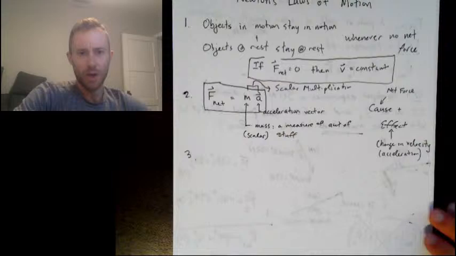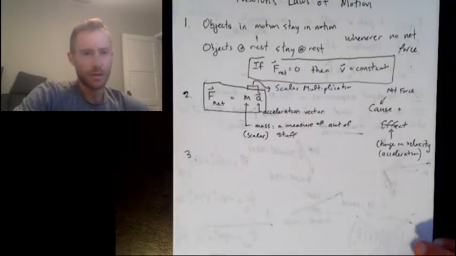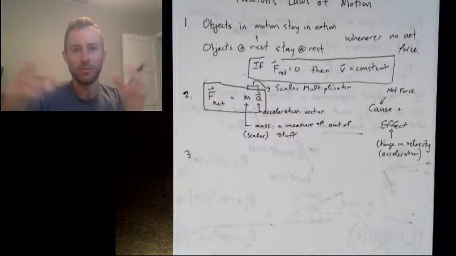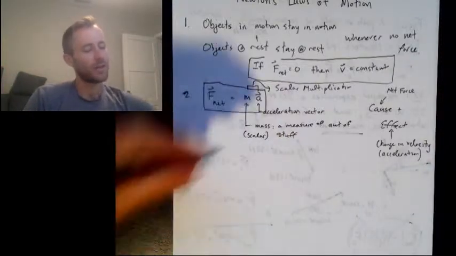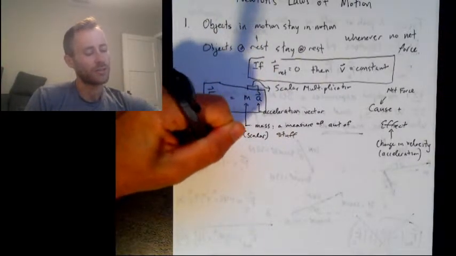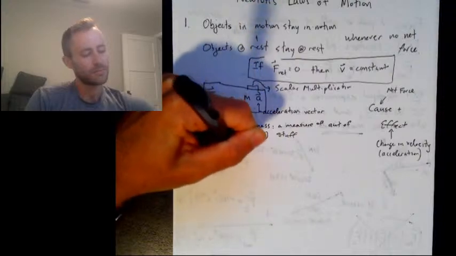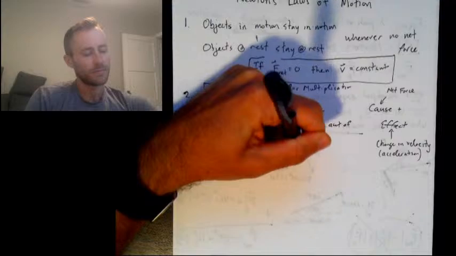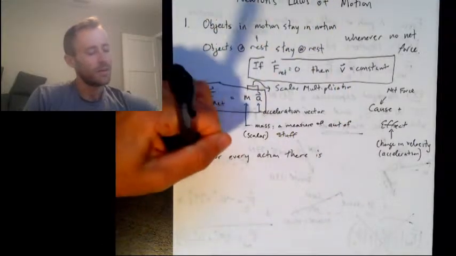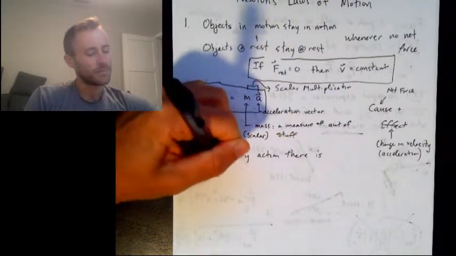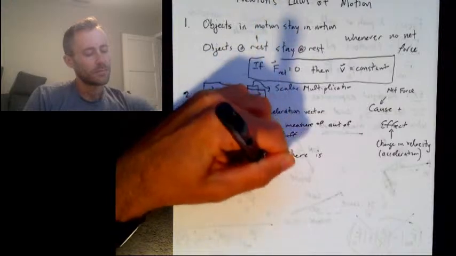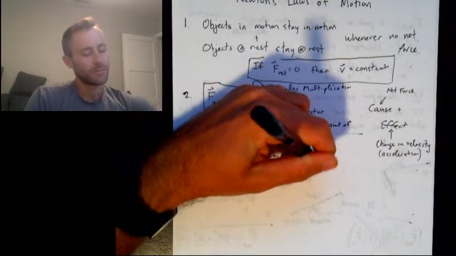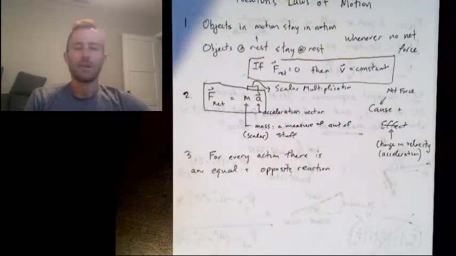The third law of motion has to do with the interaction of two bodies, okay? It says that for every action, there is an equal and opposite reaction. Okay?